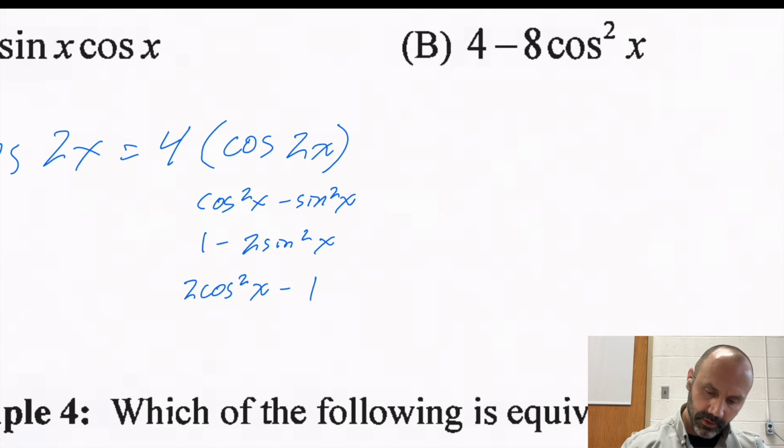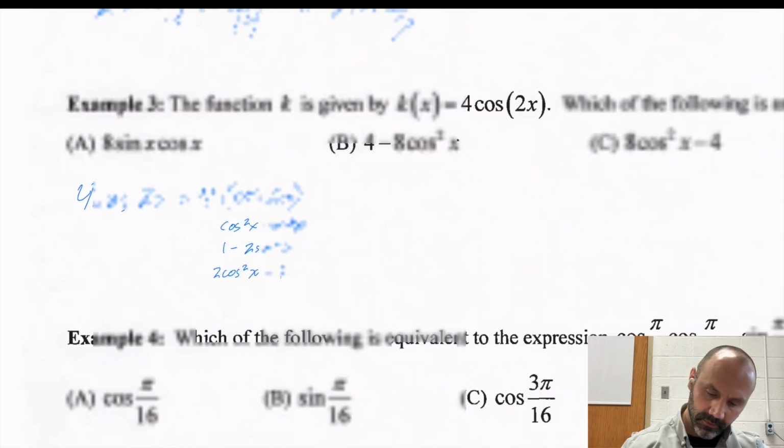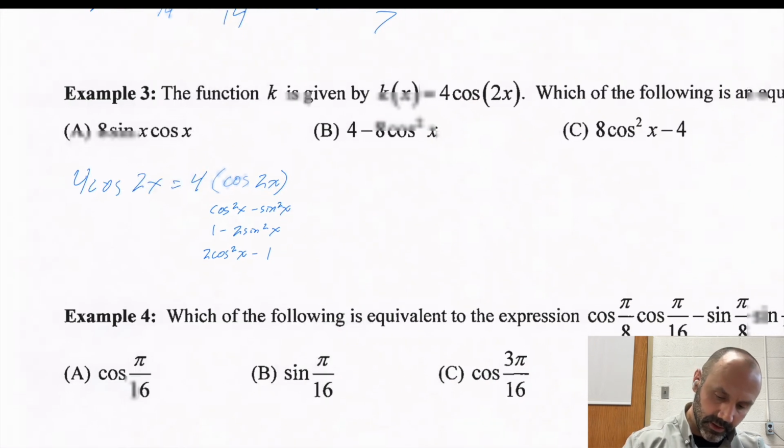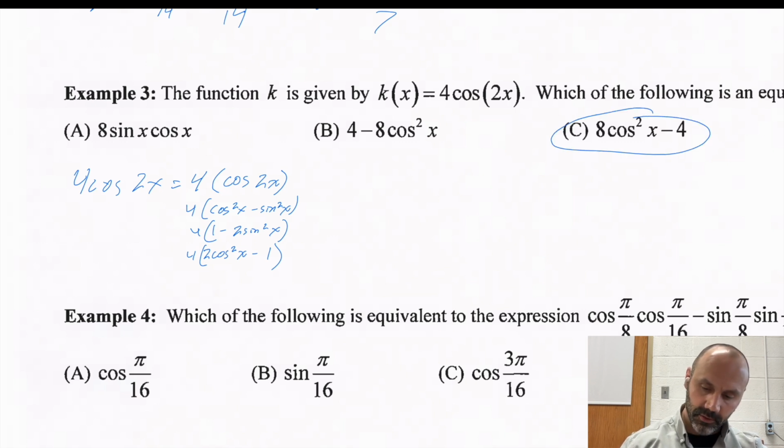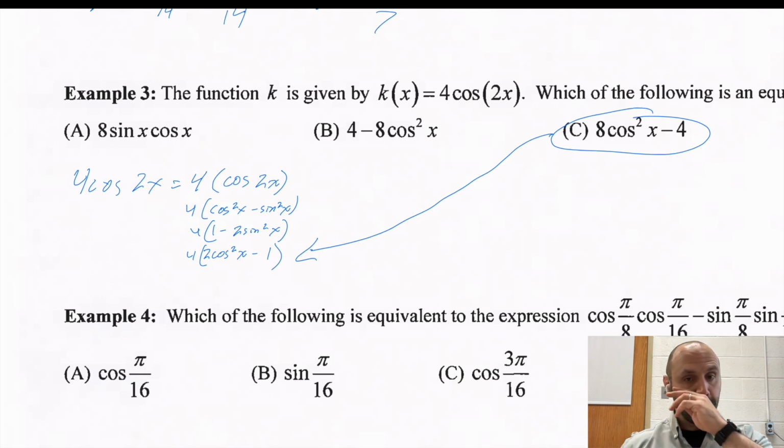Okay, and so which of those looks like one of the options I have here? Because realize it would have a 4 in front, right? So 4 times each of these expressions. And it's going to be this one, 8 times cosine squared of x minus 4. That's that one right there.